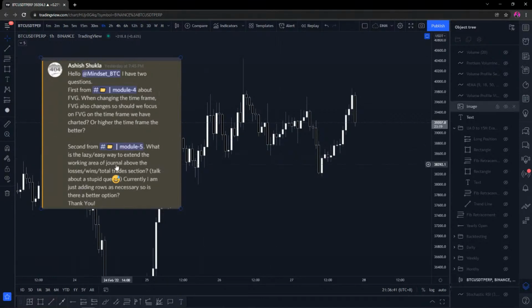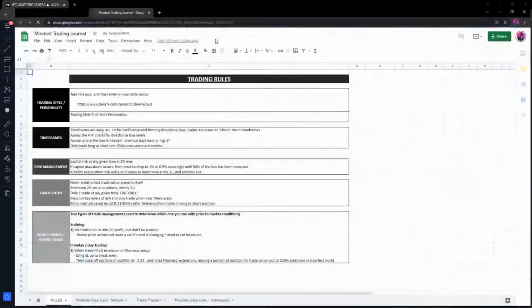The second question is, what is the lazy/easy way to extend the working area of the journal above the losses, wins, total trade section? Look, it's not a stupid question. Currently, I'm just adding rows as necessary. So look, I will just open that if I can. Just bear with us. Get it on the other screen. All right, let's take a look at that.